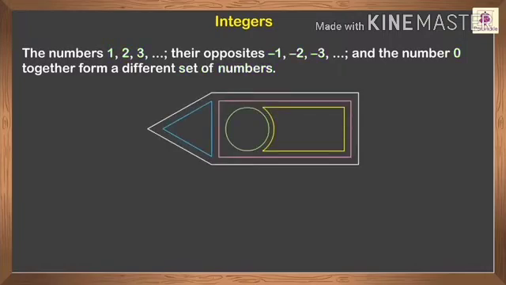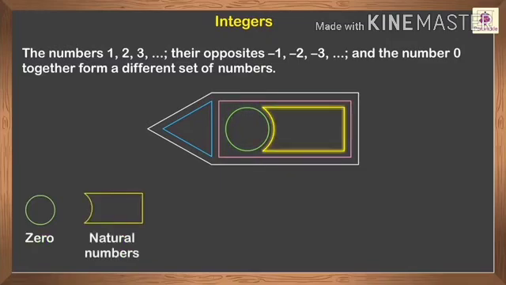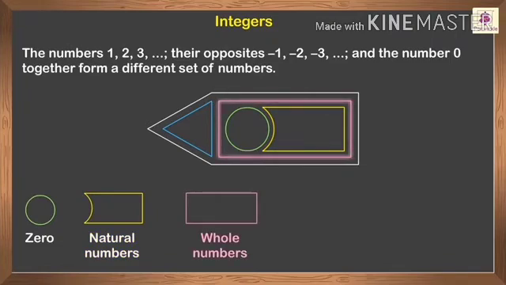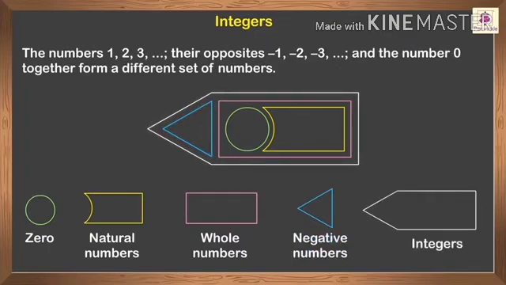Let us understand the set of integers with the help of the following diagram. In this combination, each shape represents a particular number or set of numbers. The circle represents 0. This shape represents natural numbers. The rectangle represents whole numbers. The triangle represents negative numbers. And this shape represents integers.